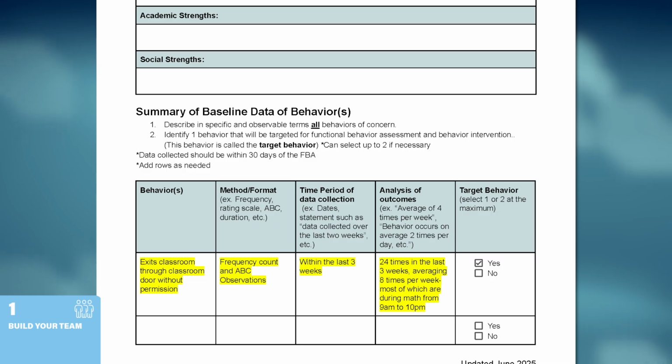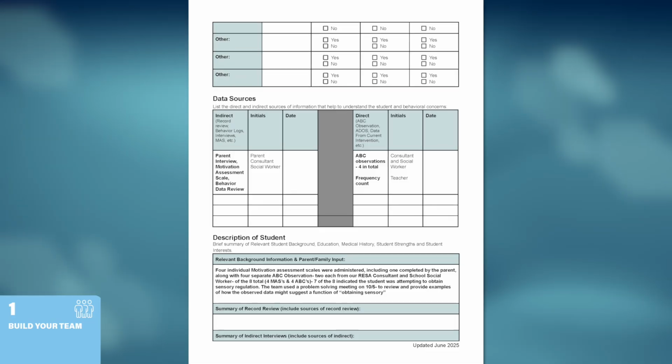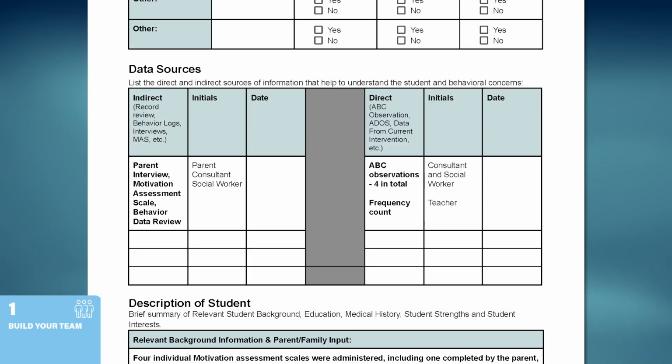Ideally, what we want to see is that input was garnered from more than 2 team members, and ideally a problem-solving process was used to finalize a description of the behavior. So you can see here in data sources that the individuals that contributed were the student's parent, with the parent interview, the school consultant, social worker, and teacher, with the motivation assessment scale and the behavior data review. We also have 4 ABC observations in total, and we also have a frequency count from our teacher.